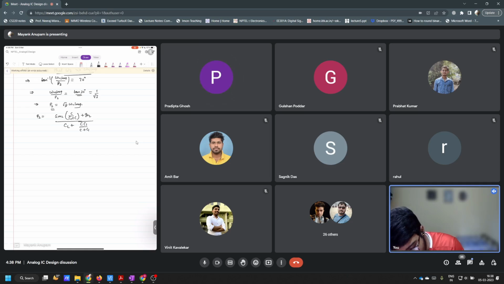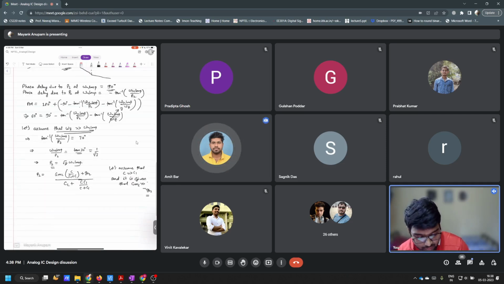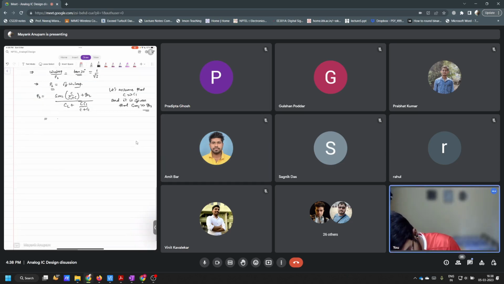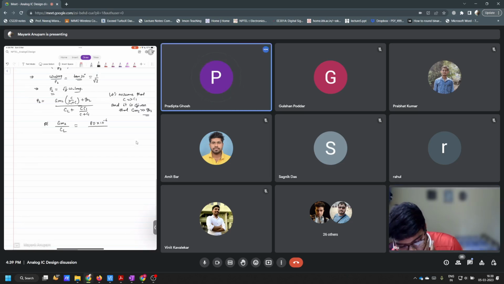But let's assume that C is much greater than C1. And it is given already that your gm2 is much greater than go2. gm2 is 80 microsiemens, go2 is only 8.8 microsiemens, that is a factor of about 10 better. So it will become gm2 divided by CL, correct? Now tell me, what is gm2 and what is CL?